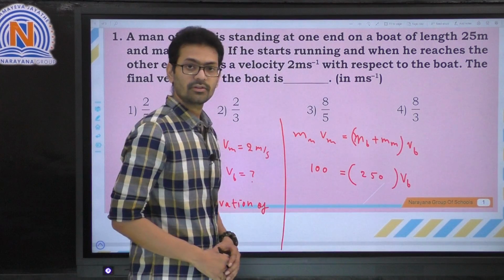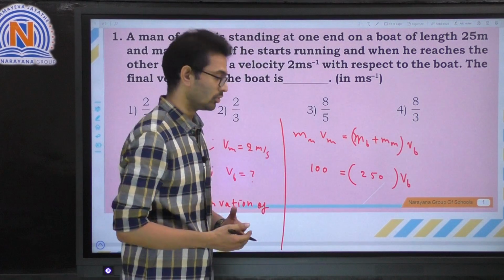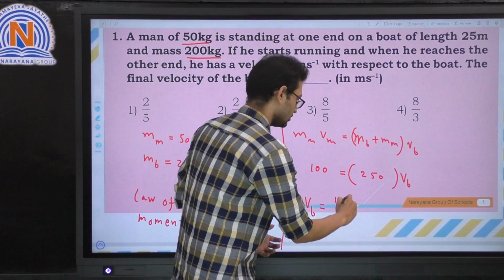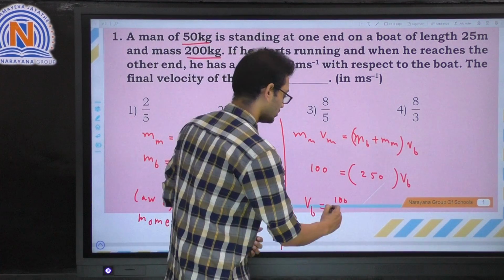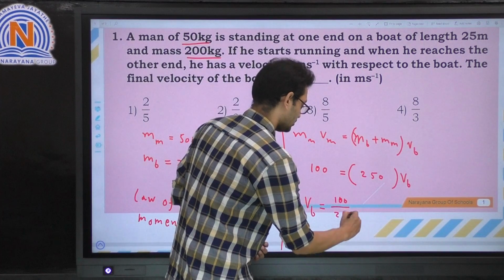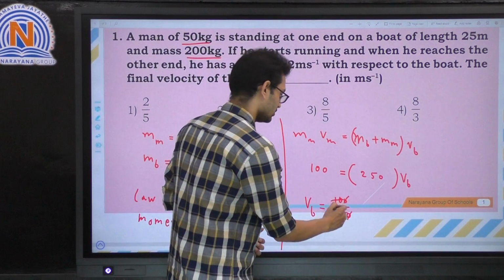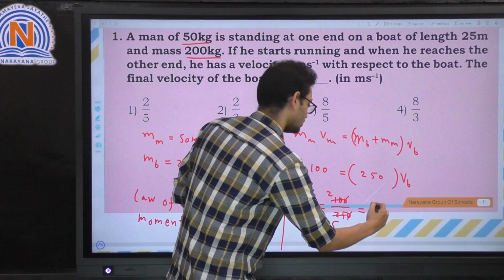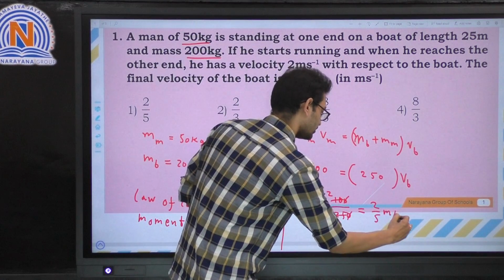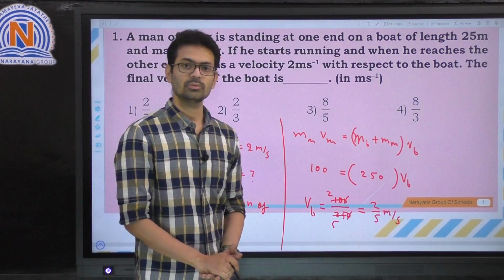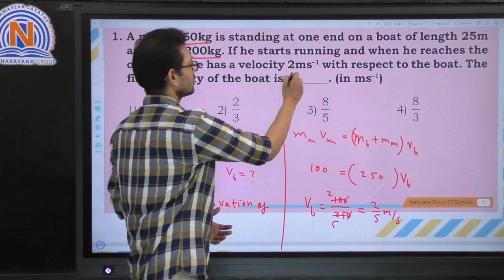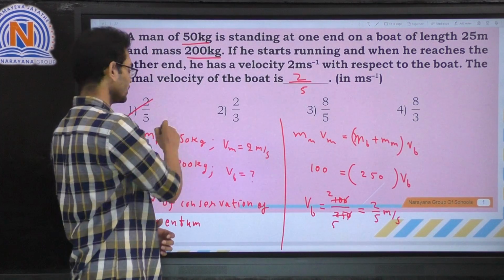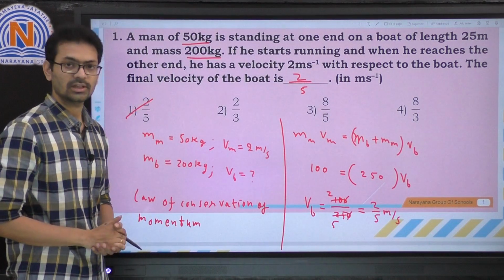Now when I want Vb, that means the velocity of the boat, then Vb equals 100 by 250. So what happens? The zeros get cancelled. 5 2s are 10, 5 5s are 25. It is 2 by 5 meter per second. So velocity of the boat is 2 by 5 meter per second. Now which option is it? First option. Hope this is helpful for you. Let us get to the next problem.